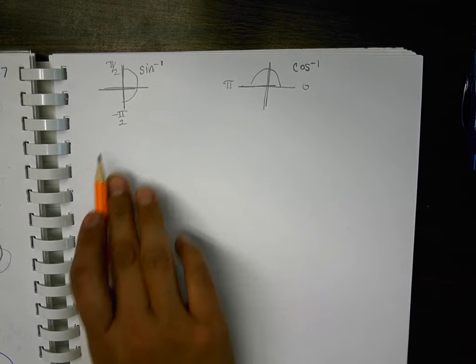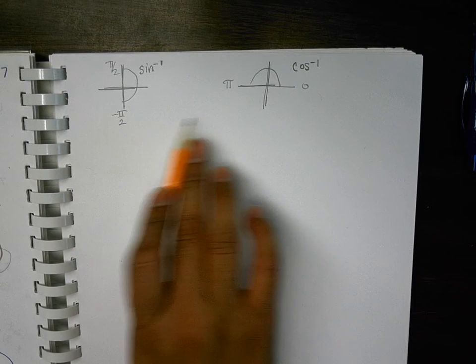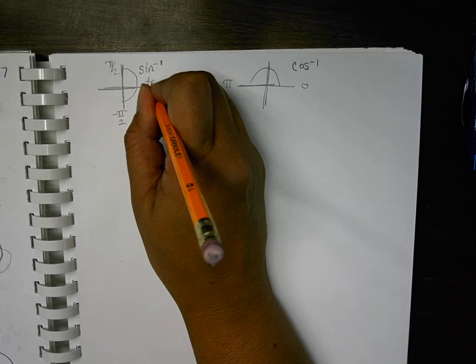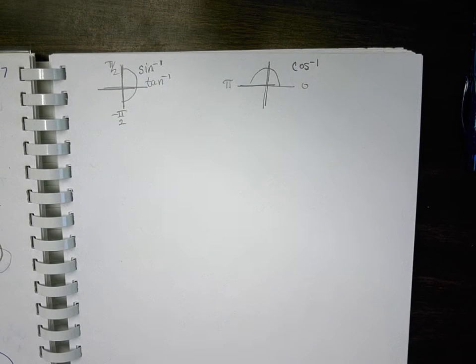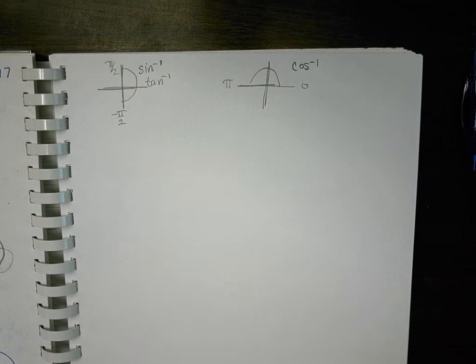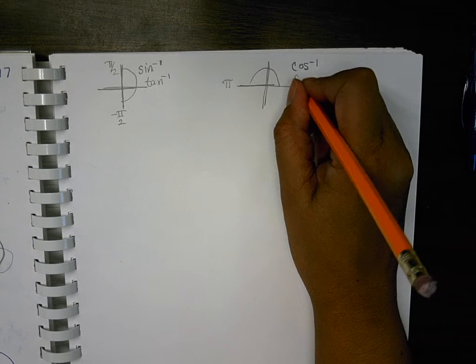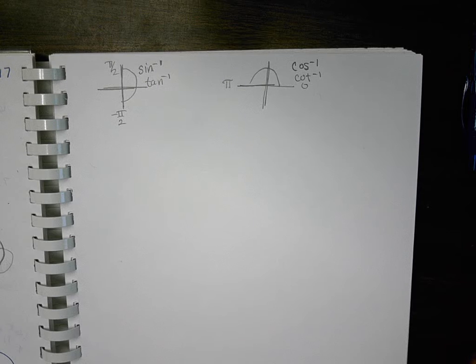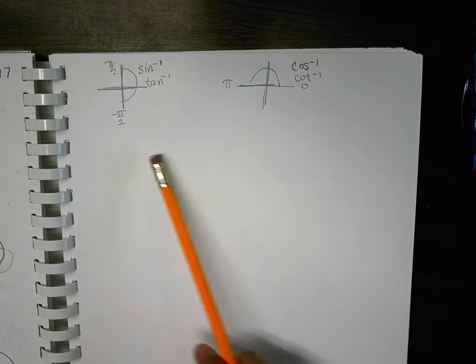Which one is tangent? First one? Inverse tan. Look back at your notes. It's there between negative pi over 2 to pi over 2. And this one is cotangent. Got it? Now, whatever you need to do to have these memorized.